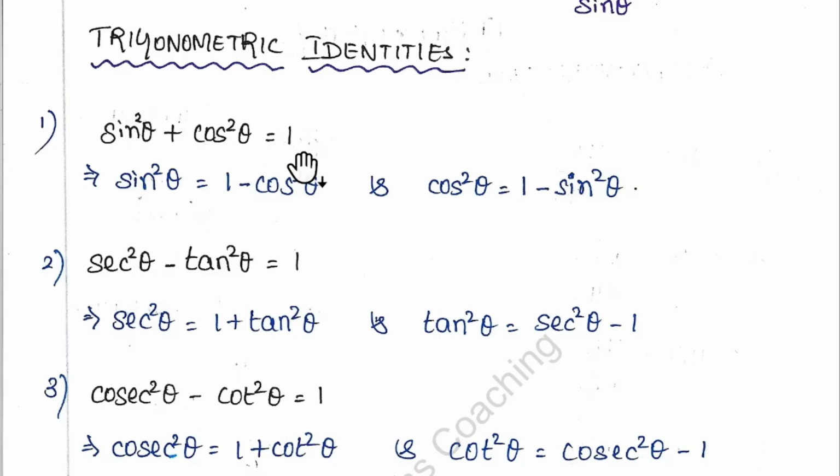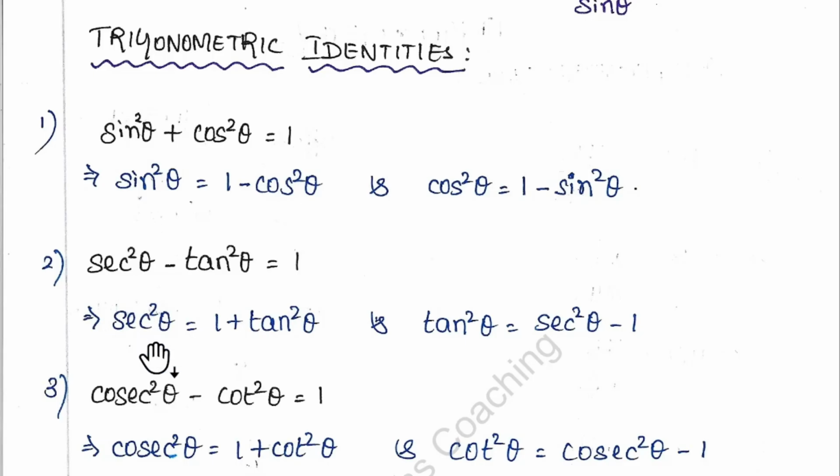Sin square theta plus cos square theta is 1. Now if you want to find sin square theta, send this cos square to the right hand side. So plus cos square goes to that side as minus cos square. So 1 minus cos square theta. And cos square, keep it as it is. Cos square theta is 1 minus sin square theta.